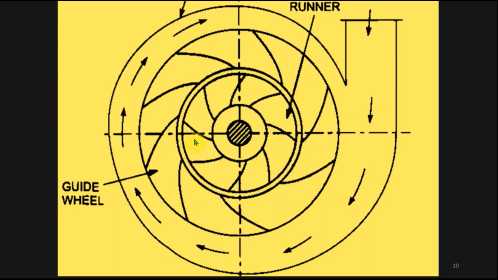Now we'll consider the velocity triangles of Francis turbine at inlet and outlet of the runner vane. For that purpose, we will consider this runner, and on this runner many runner vanes are radially mounted, out of which we will consider one such vane. Remember, these stationary guide vanes are directing the flow of water to the runner vane so that the water enters tangentially at the inlet to the runner vane without shock.